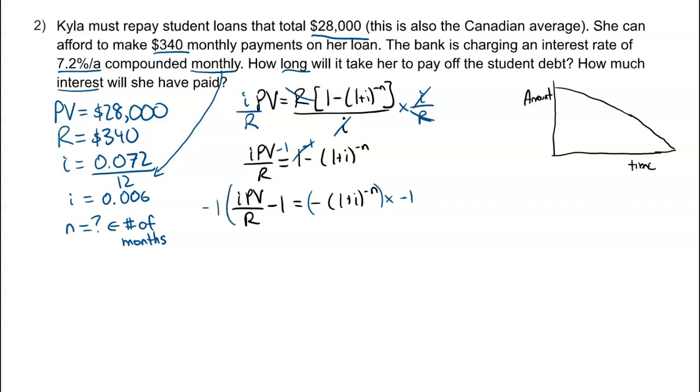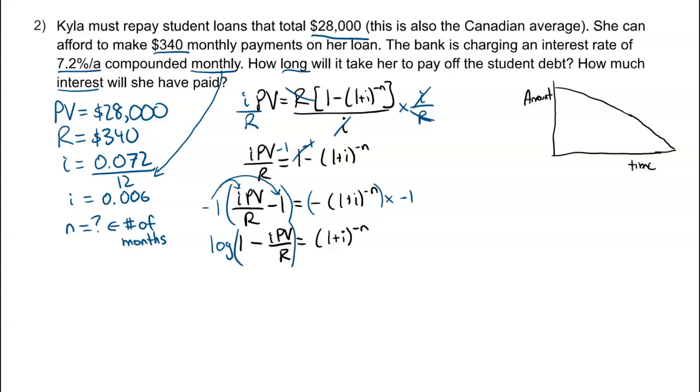And then whatever you do to one side, you have to do to the other. And so we're going to multiply the negative 1 in, which is effectively going to make the 1 positive and the I PV over R negative. So we could write that in the opposite order as 1 minus I PV over R, and then we have (1 plus I) to the negative n. Now, in order to solve this, the only way to do this is using some type of logarithm. And so we're just going to use a basic logarithm.